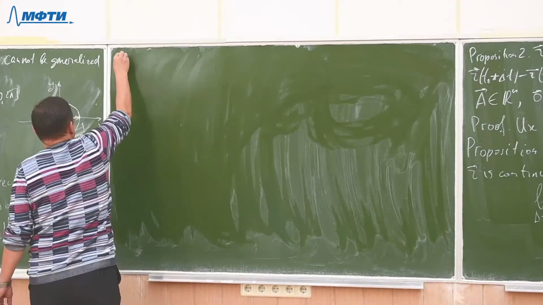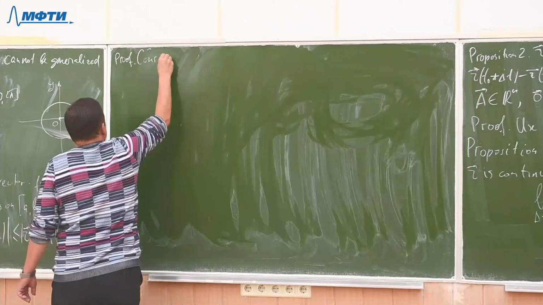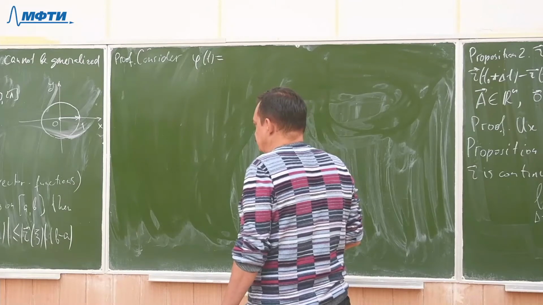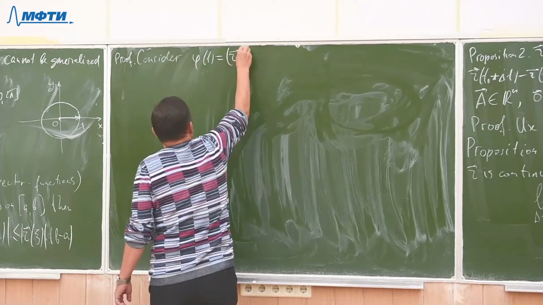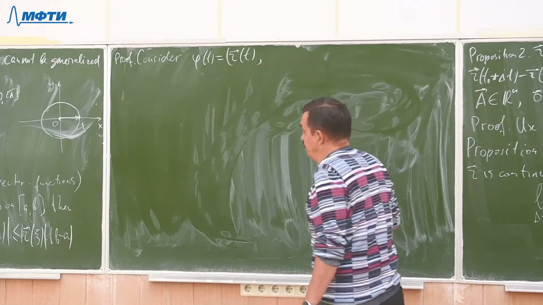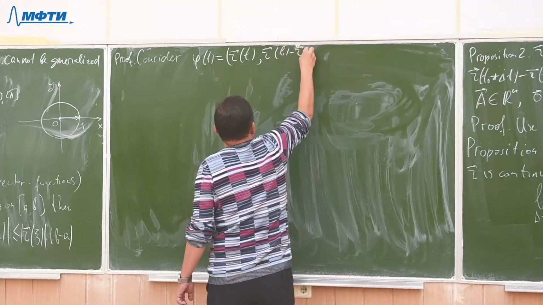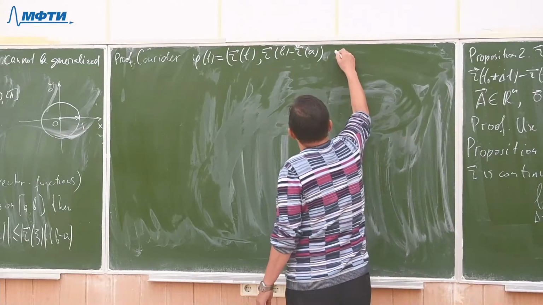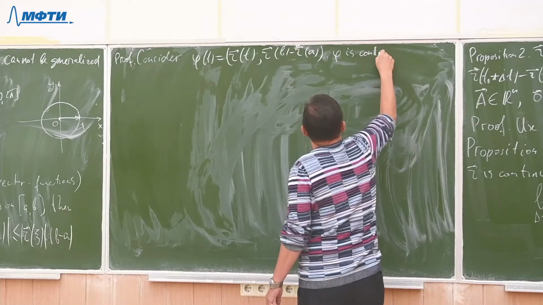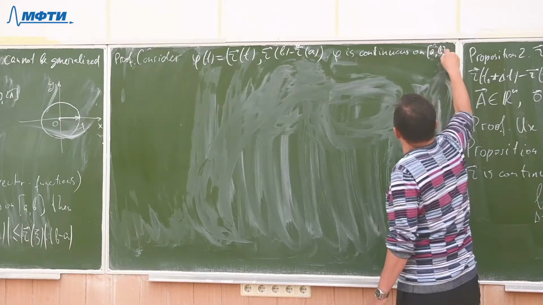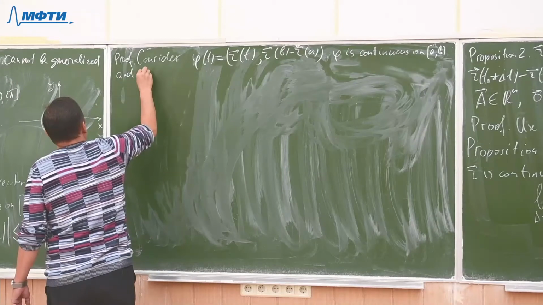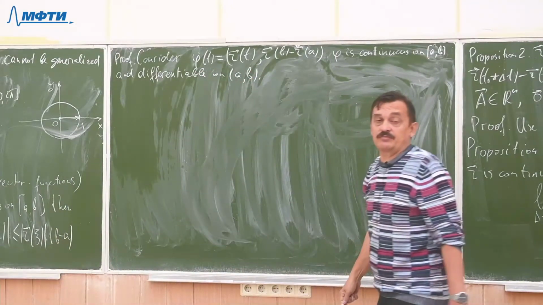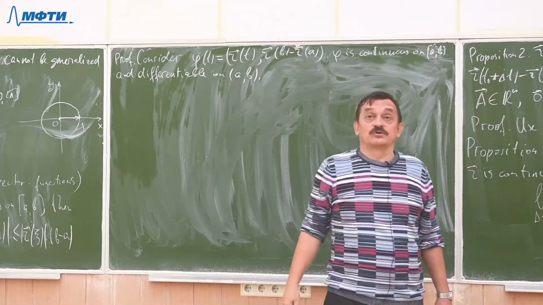Proof. Consider such a function phi of t equals the scalar product of r of t times r of b minus r of a. That is, this function phi is continuous on the closed interval and differentiable on the open interval. Why? Because the vector function r possesses those properties, right?